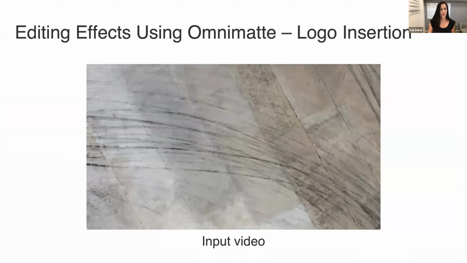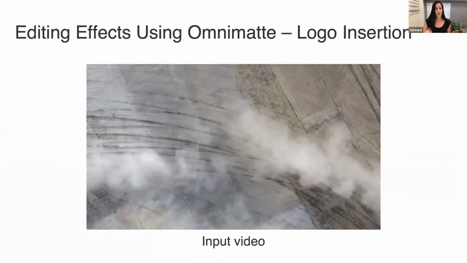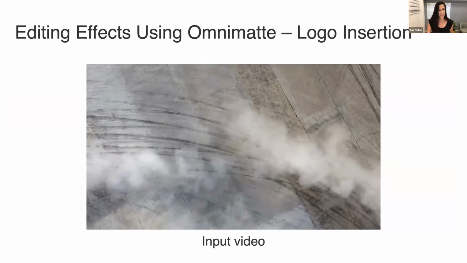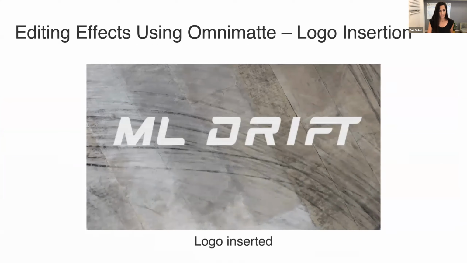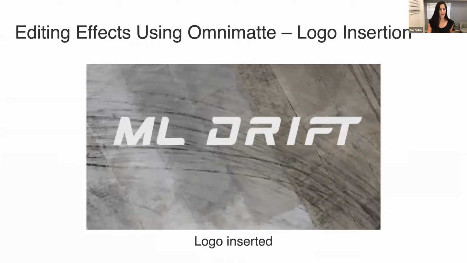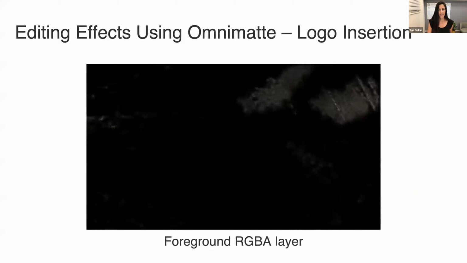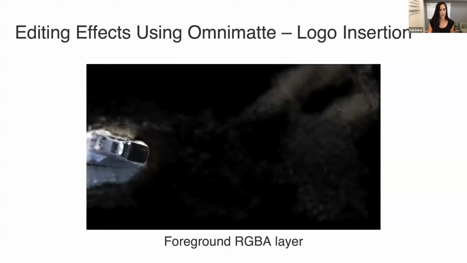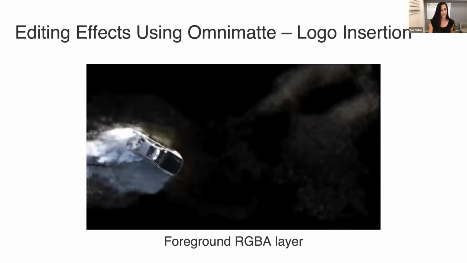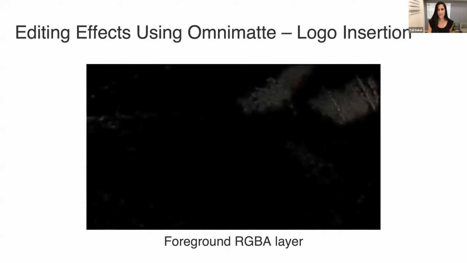So I'd like to show one application, a real application. We were given this video and we were asked by a team in Google to place a logo on the background, on the ground below the semi-transparent smoke of the car. And here is the result. And here is the foreground layer. And the cool thing is that you can actually notice the shadow of the smoke in that layer, which is very hard to see in the original video.